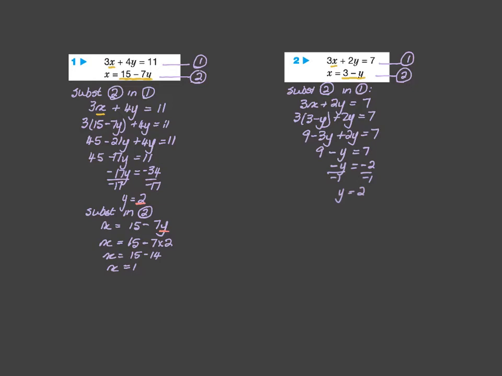To find x, I'm going to choose equation 2 to substitute in, for the same reason as before. That gives me x. So substitute into equation 2. Write down what equation 2 is. And then y is equal to 2, and so I will substitute a 2 over there. x is equal to 3 minus 2. x is equal to 1. So now I've solved this equation. y is equal to 2 and x is equal to 1.